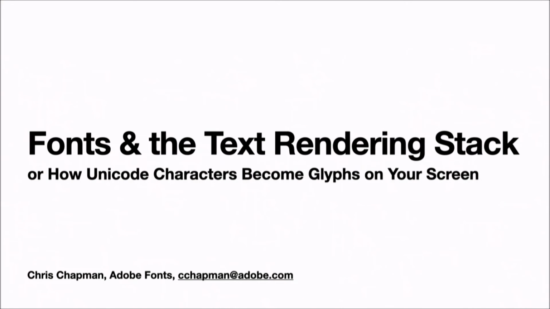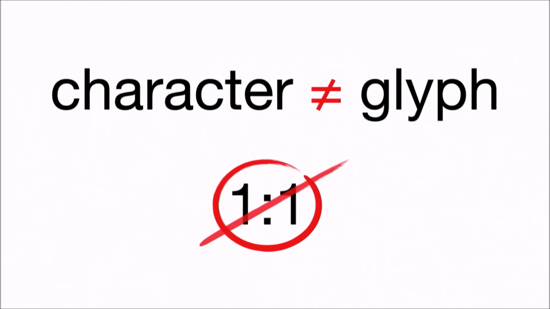Hi, everyone. So my talk is fonts in the text rendering stack, or how Unicode characters become glyphs on your screen. For those of you who are newer to Unicode, you've learned a lot about character encoding and so on, but you might have wondered how it ends up on my cell phone screen or my laptop or what have you. If you get nothing else out of these 5 minutes, please come away with the message that a character is not a glyph, and it's not even necessarily a one-to-one relationship. If you learn nothing else from me, please learn that. It's the most important part of my message here.